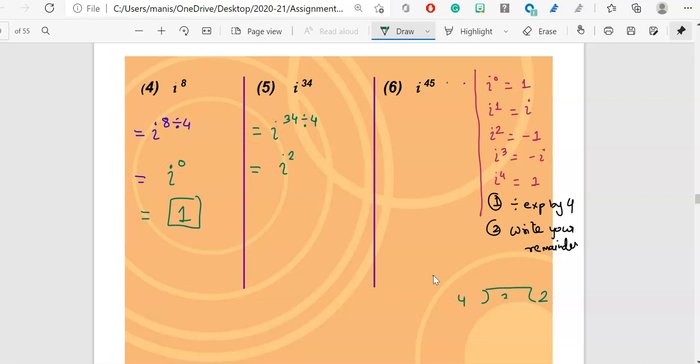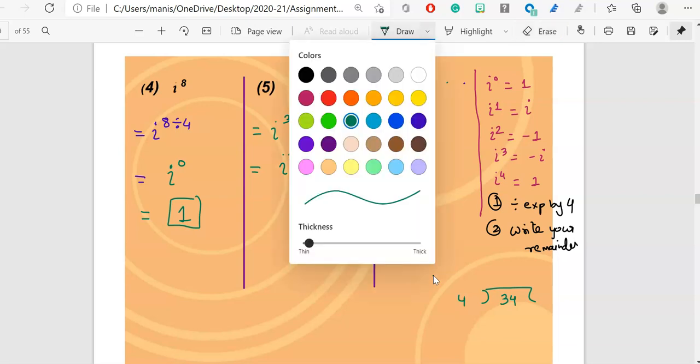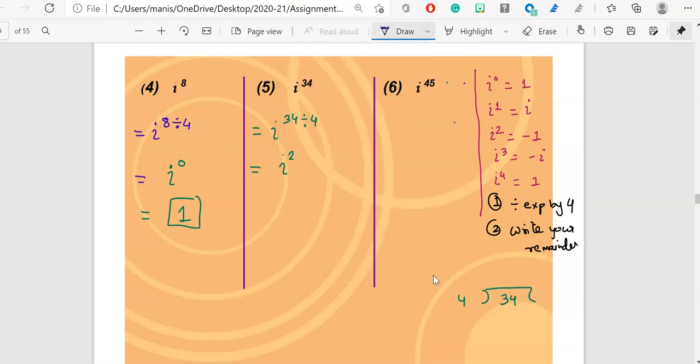Now you might be thinking how I got this answer. Let me do it manually over here. Let's divide this. 4 times 8 is 32. So what is the remainder? 2. I got the same thing. And what is i squared? Negative 1. We got the answer. Now let's do one more problem.